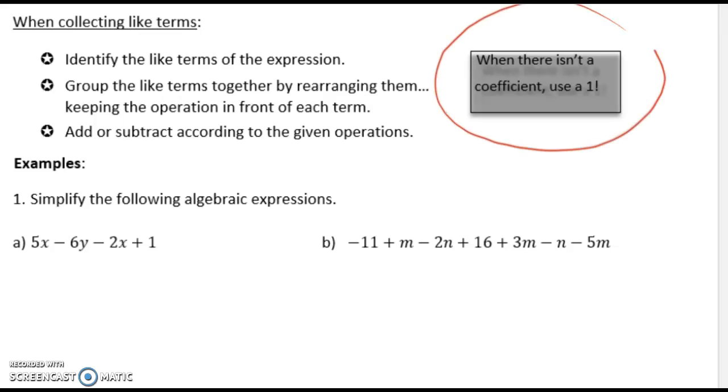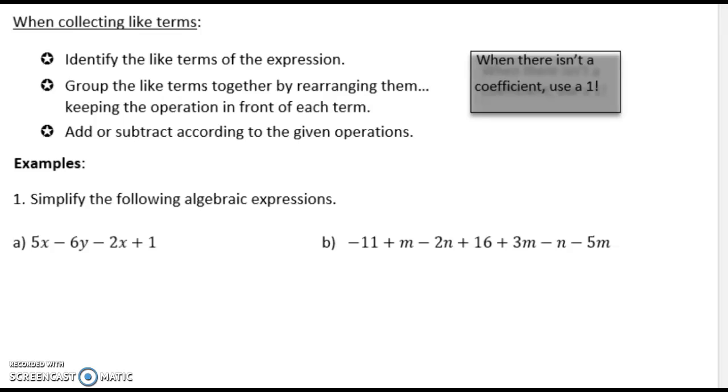So when there isn't a coefficient, use a 1. For example here, this positive m, there is no coefficient, so we're going to use a 1. This is just a 1. So that's a positive 1m. This one is a negative 1n. So let's do a couple examples together.